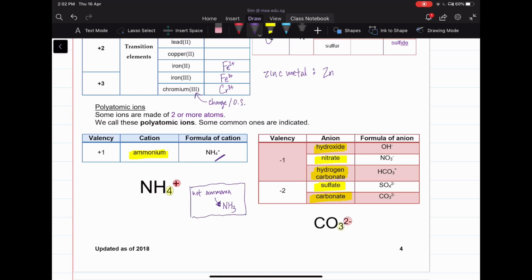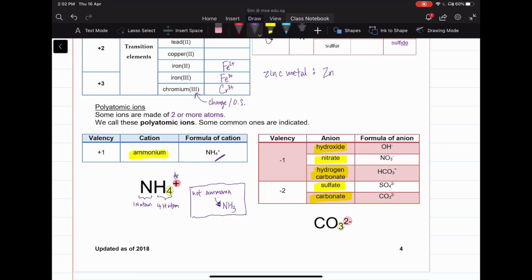If you look at these polyatomic ions that I show you over here, what makes them special is that they have 2 or more atoms, which means you are looking at the number of atoms inside. For instance, ammonium shows that there are 4 hydrogen atoms and 1 nitrogen atom inside, and overall it gives you a positive charge. So together this whole set is a polyatomic ion because there are a lot of atoms inside.